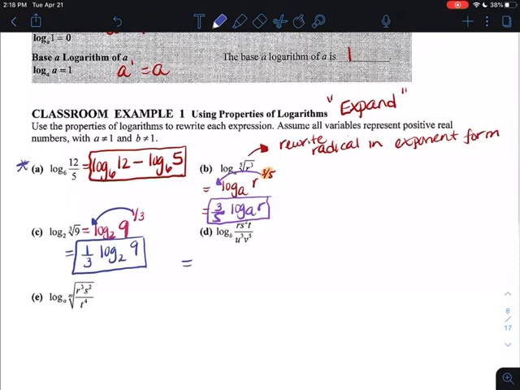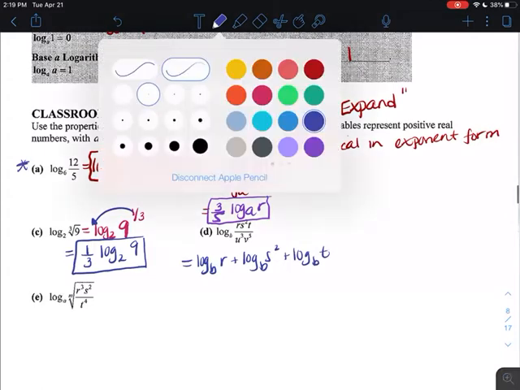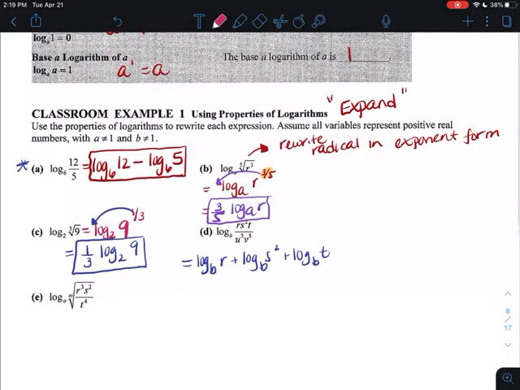Looking at part D, this is going to be expanding a pretty long expression. You have log base b of r plus log base b of s squared plus log base b of t, all three of those variables at the top of the fraction. The u and the v are at the bottom, so I'm going to put minus, because it's at the bottom, log base b of u to the third minus log base b of v to the fifth.